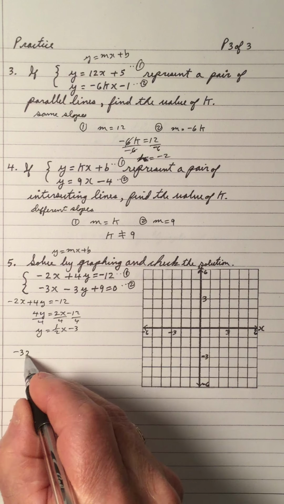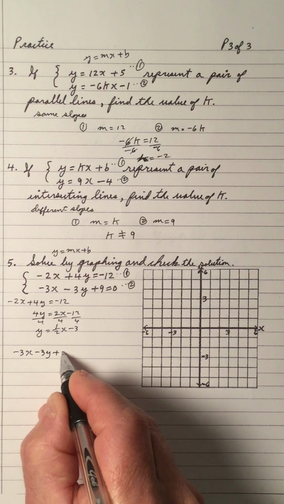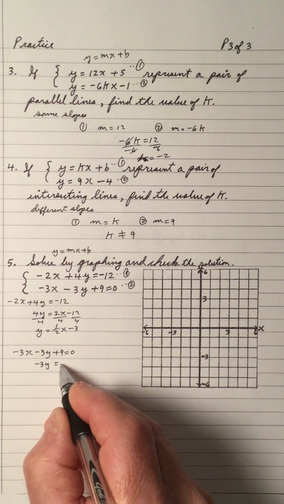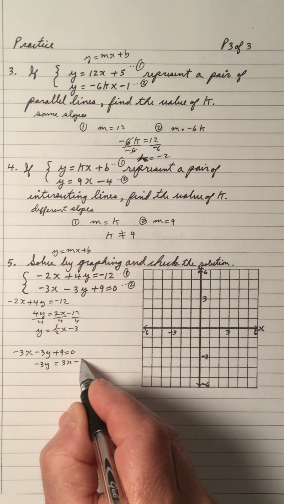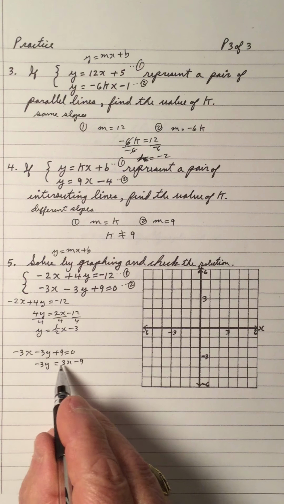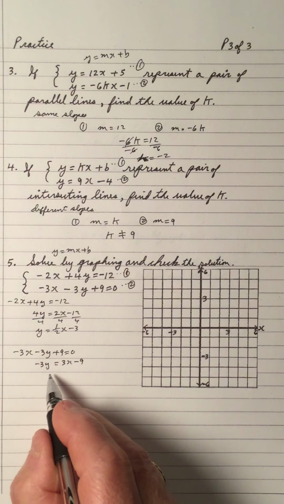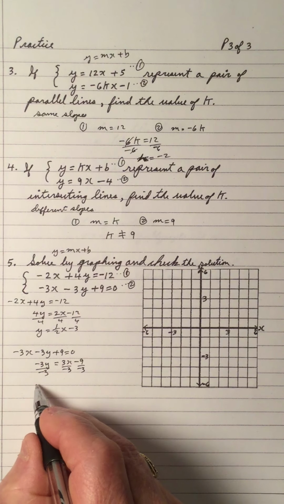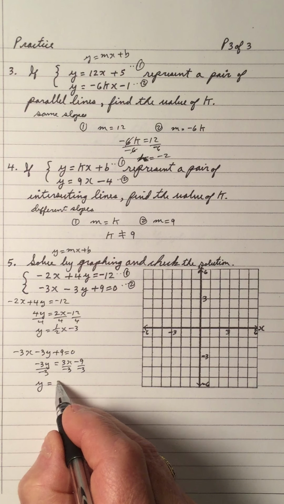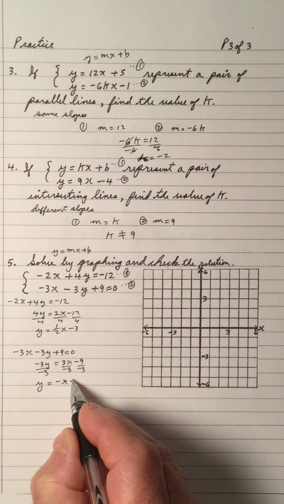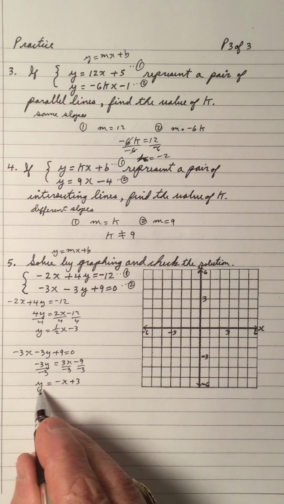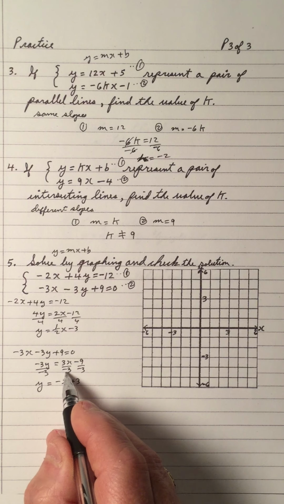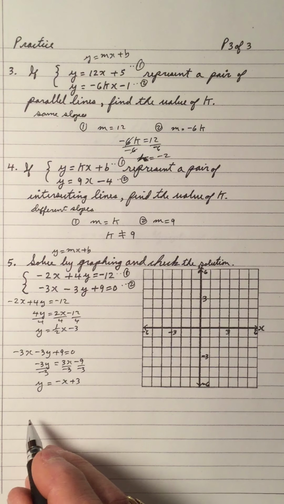Now let's take the second one, and we're solving for y. So negative 3y equals 3x minus 9. The negative 3x moves over to become plus, the 9 moves over to become a minus, and I divide by negative 3. So y equals negative x plus 3. So I have the two. Notice a negative divided by negative is positive 1. Positive divided by negative is a negative 1, and I get a positive 3.